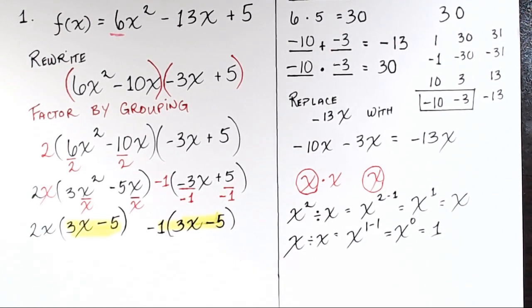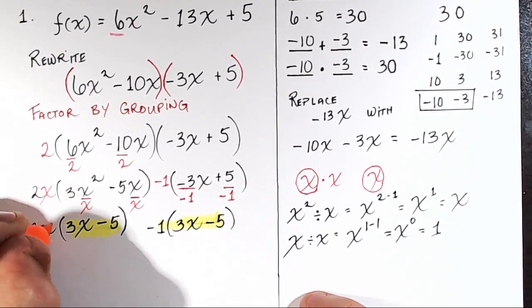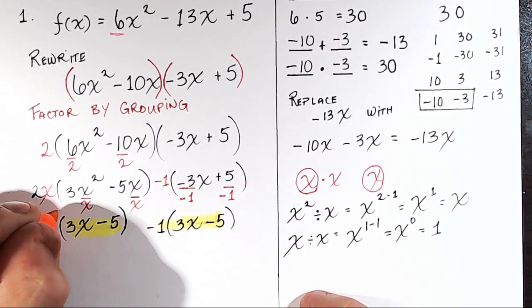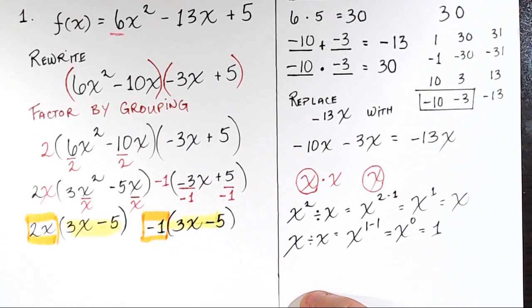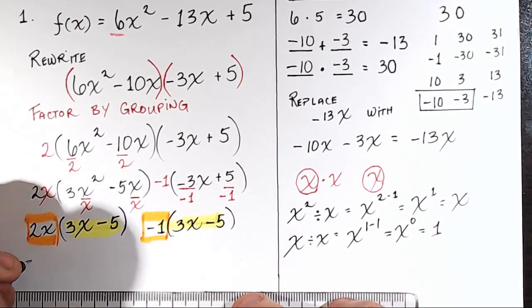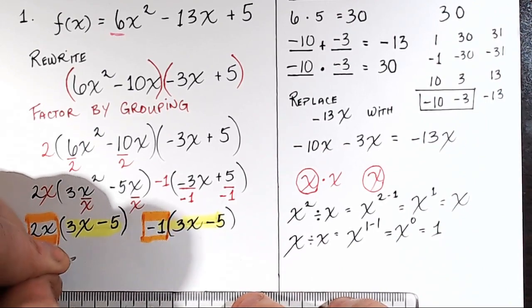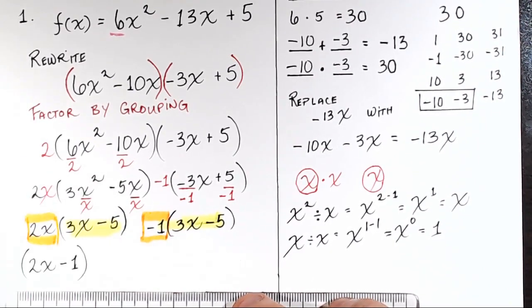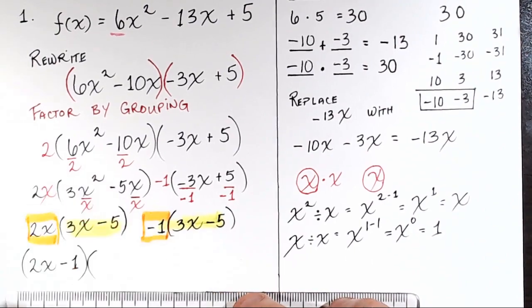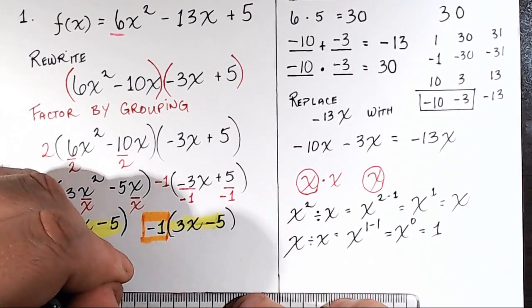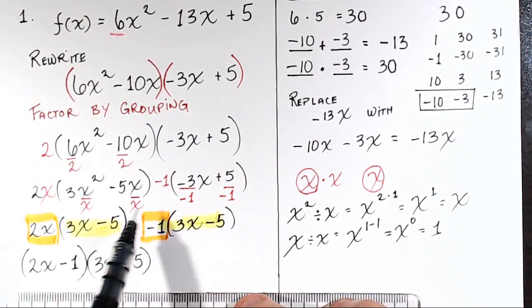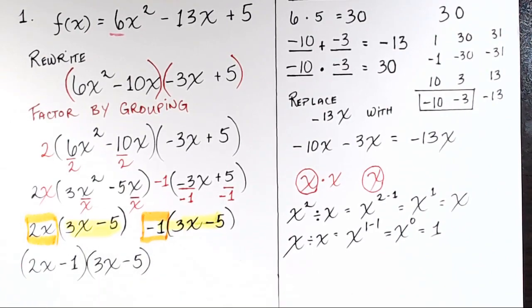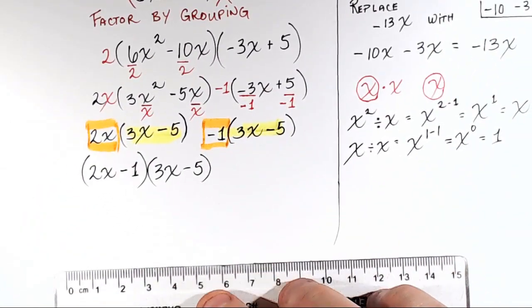So here's what I'm going to do. I'm going to group together these terms that we found. The 2x and the minus 1 are going to come together to form a new binomial. Right? And that binomial is 2x minus 1. Now that's going to be a factor. And then my other factor is 3x minus 5. So I only use one of these, just one of these.